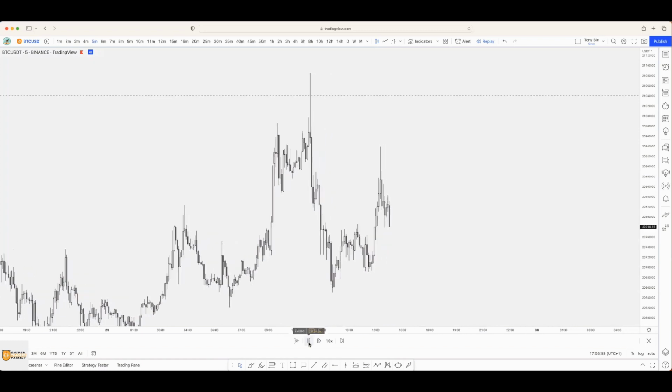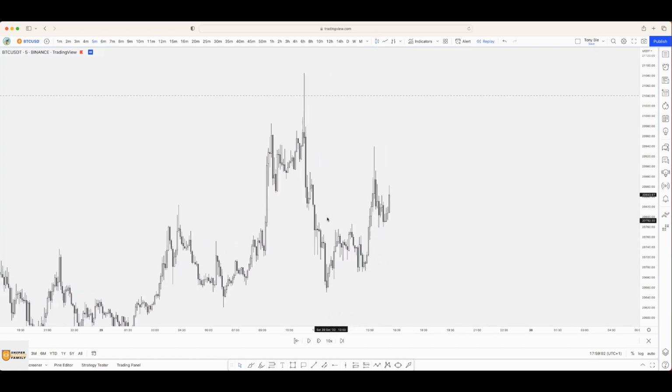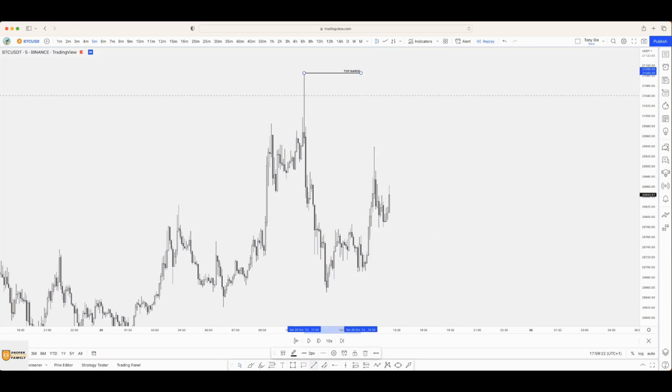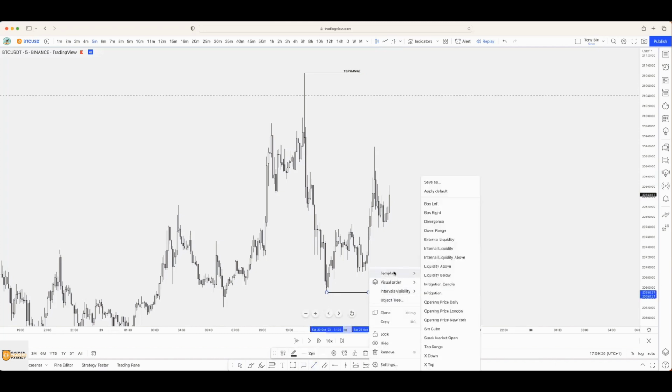I see the entry already. Boom. As you can see, we had it, right? So this is the high. Again, we had the high, low, high, and then what? Big break to the downside. So in terms of our range now, we have this as the what? This is going to be the top range. And then this is going to be what? The down range, right? You can see the down range even has liquidity.